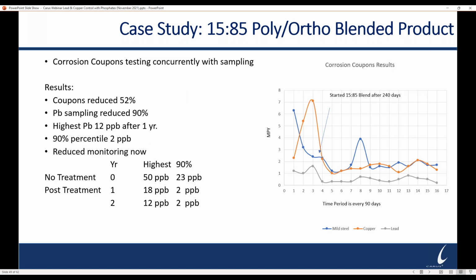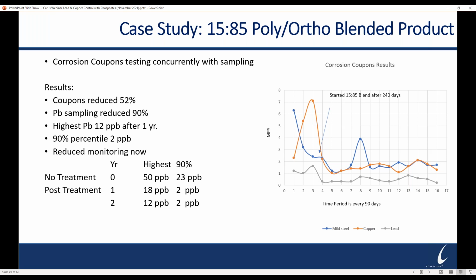They also did coupons at the same time they did first draw sampling in the system. The coupons showed a reduction of 52%. So you're showing a reduction theoretically that would tie to what the distribution system would see. Now they kept doing these coupons every 90 days to keep collecting that data while they were also feeding to the system. When they went and pulled first draw samples, they noticed that they had roughly a 90% reduction in first draw samples at consumers' homes.